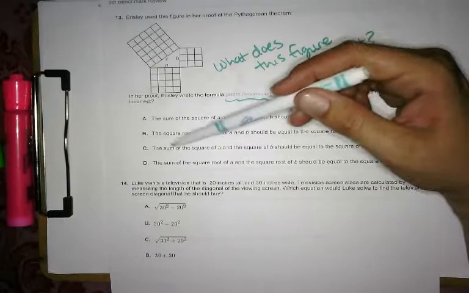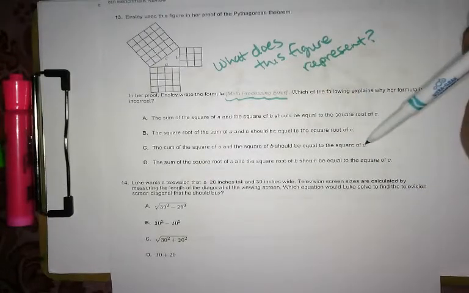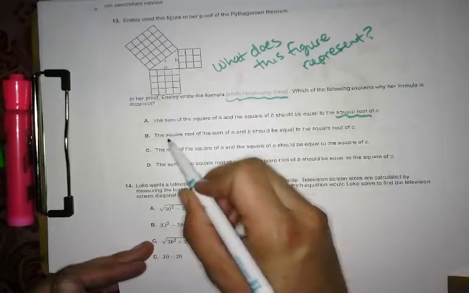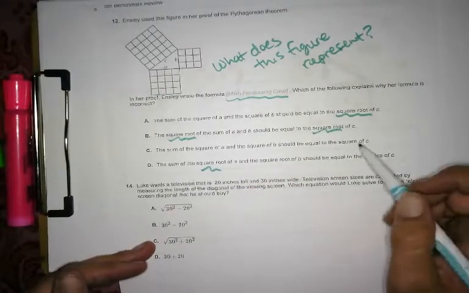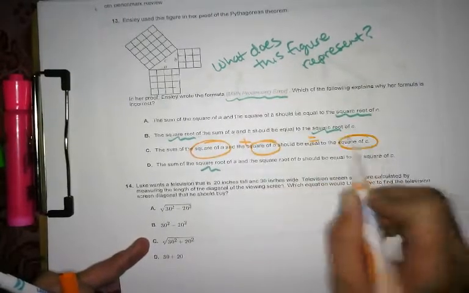So the sum of the square of A and the sum of the square of B should be equal to the square of C. If you look through these, all of these use this word square root at some point, and this is not a picture of a square root. This is definitely pictures of squares, right? So it's basically saying square A plus square B equals square C.